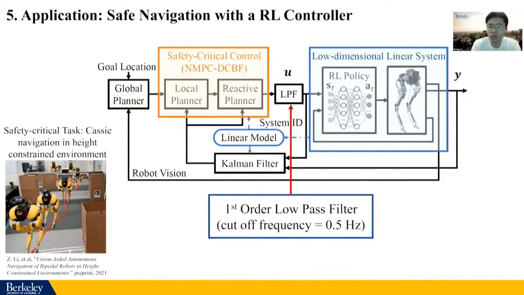Before solving this theory question, we can actually apply what we found in the safety critical task. Now we use this RL policy, and this closed-loop system becomes a new open-loop system, but a linear system. And we use this linear model in a higher level safety critical controller, namely the MPC with control barrier functions, to provide safety guarantee in the task where Cavarsi navigates in highly constrained environments.